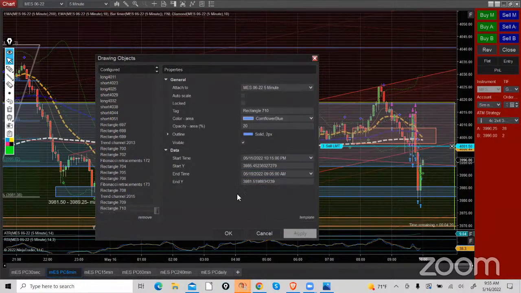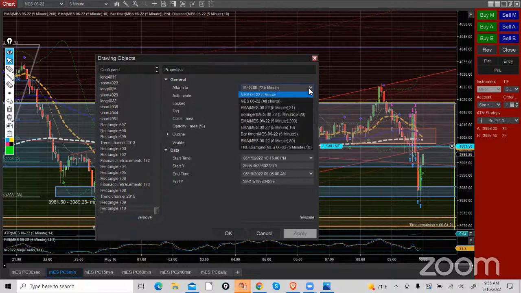One other thing you might use from these properties where it says attached to, it says 5 minute for me right now. If you wanted that on all your charts, you could pull down that first drop down menu, and the first option you have says all charts. You can't choose individually which charts. You can choose either the one you're on or all charts, but it's nice sometimes to just put those boxes across all the charts, and that will be all of your MES charts or whatever instrument you're on. So in this case, if I chose all charts, I would put that box on every chart instead of just the 5 minute.